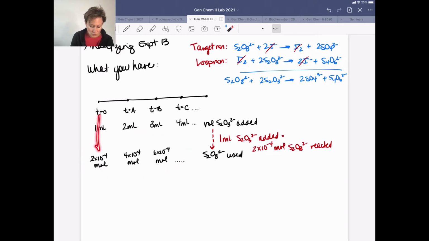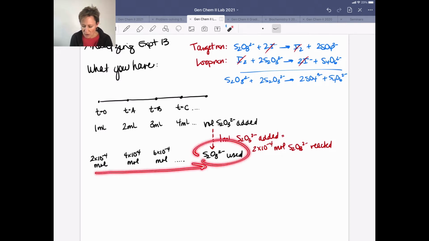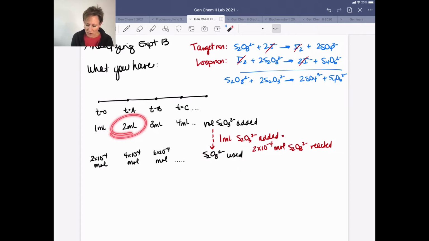When our reaction first started and we had our first time point, our first color change, we used up 2 times 10 to the minus 4th moles of S2O8. There's a spot where you'll do calculations for this in your lab, so make sure you understand how those calculations work. But this is a cumulative running total of the amount of S2O8 that's used. So each time we add another milliliter of our loop reagent, we're using up another 2 times 10 to the minus 4th moles of our S2O8.